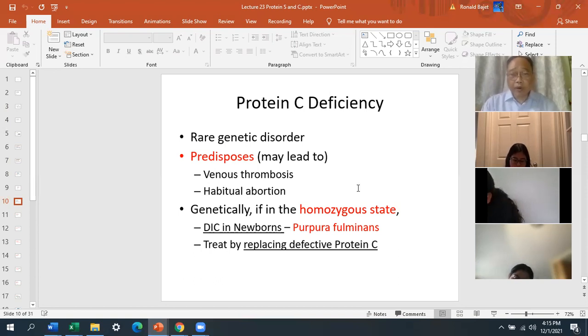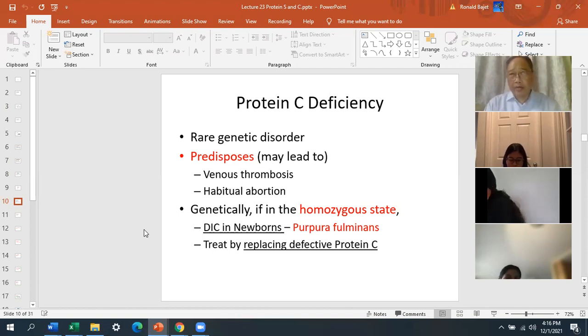And protein C deficiency in the homozygous state, when you deliver a baby in the homozygous state, you'll have DIC in newborns. And that condition where you have DIC in newborns is purpura fulminans. So this is due to a homozygous protein C deficiency, and it'll result in DIC in newborns. You already know how bad DIC can be from the DIC lecture. And the way to treat this is to replace the defective or deficient protein C.